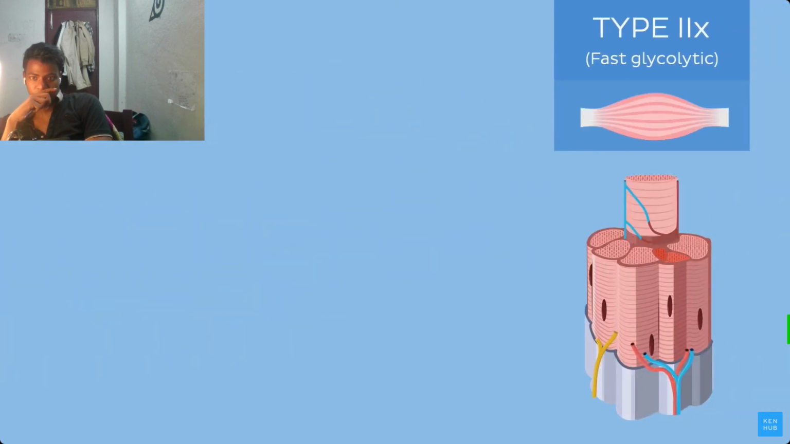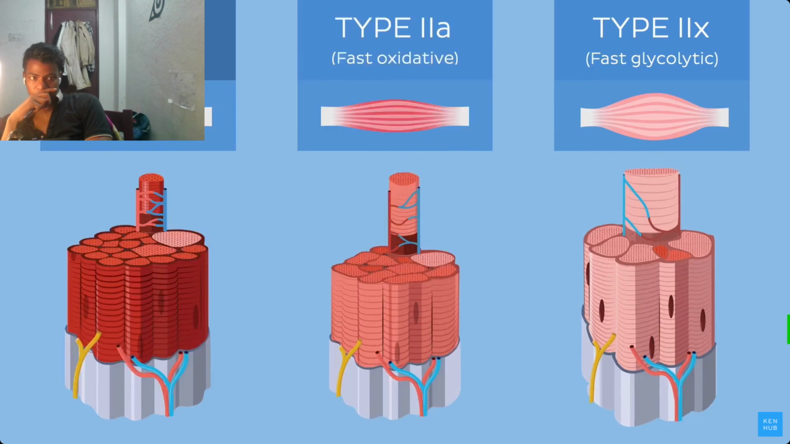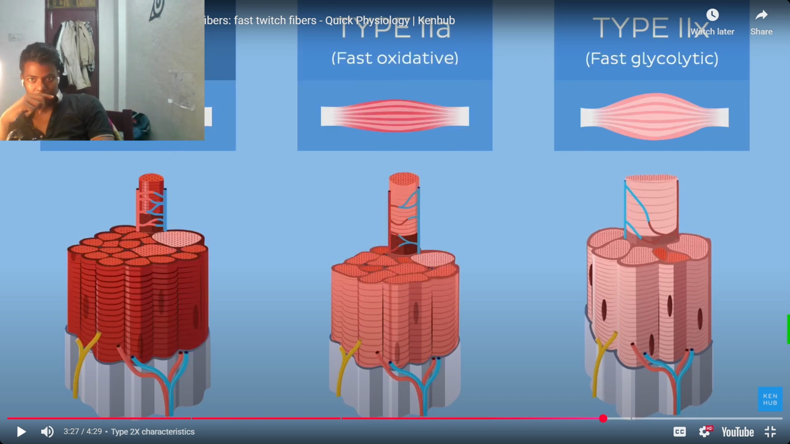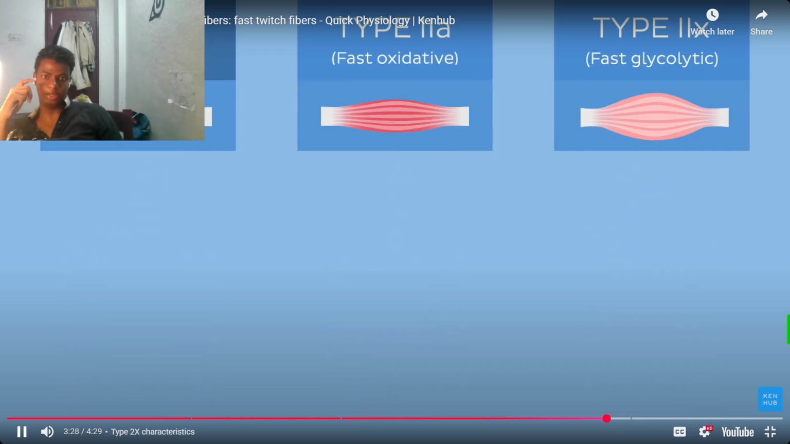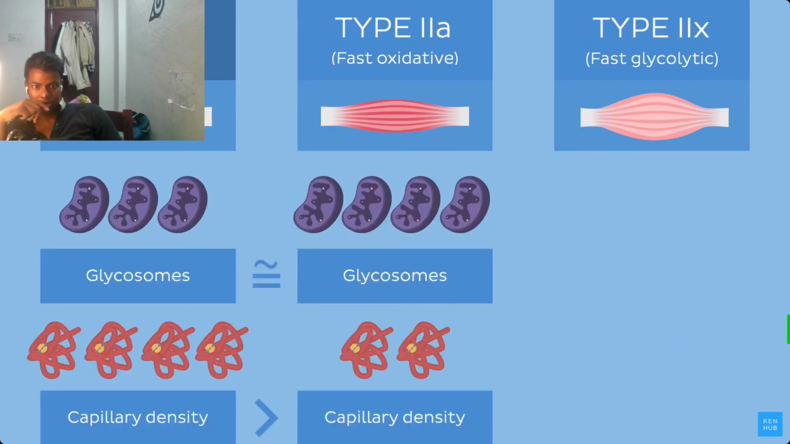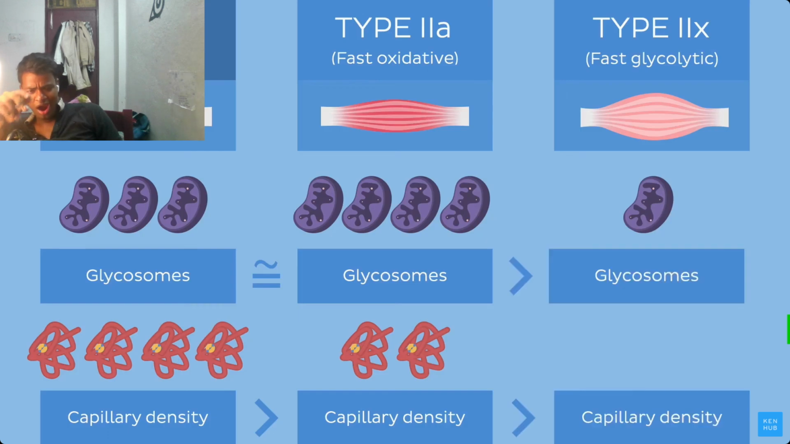Morphologically, these fibers are larger in diameter and appear whiter in color. This is the unique thing to remember: appearance, larger in diameter. Type 2 is attributed to the big fiber. They have limited reliance on oxidative phosphorylation, resulting in a lower density of mitochondria, capillary structures, and myoglobin content.